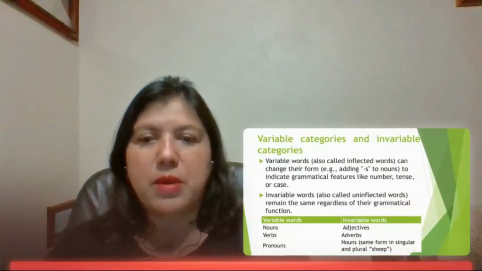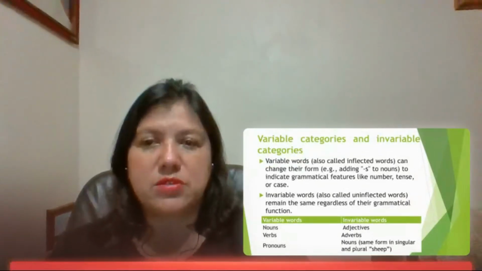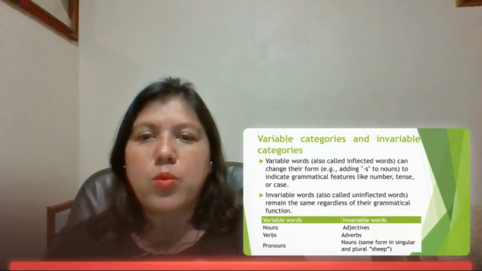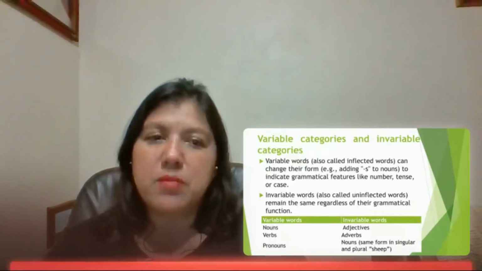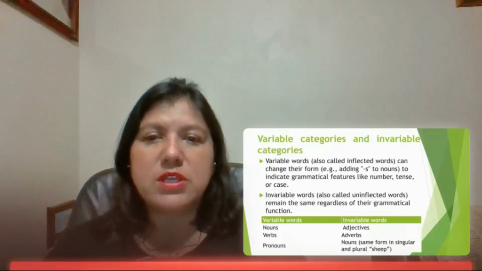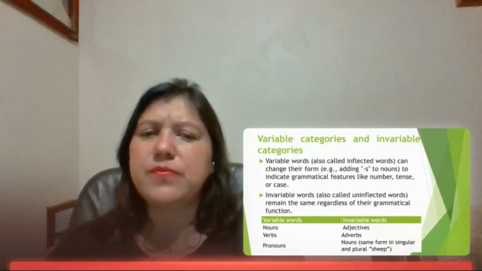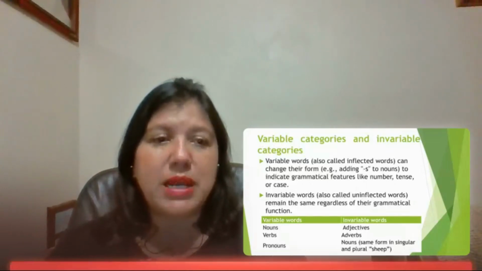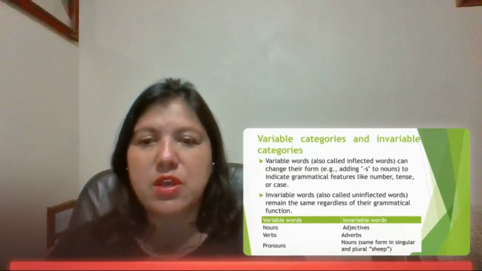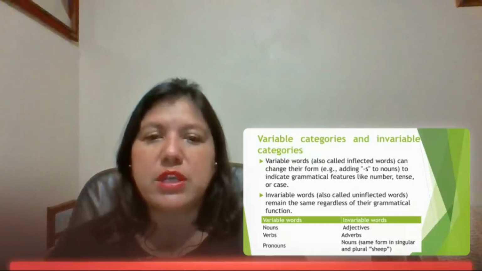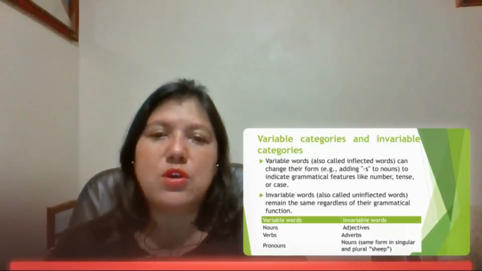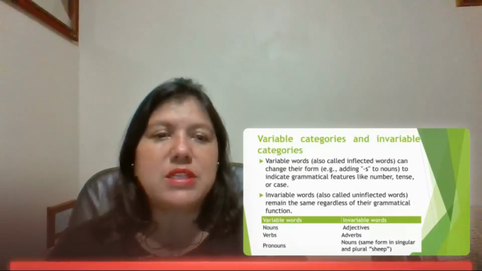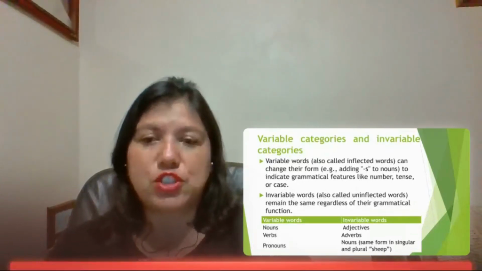The next part is variable and invariable categories. They are words that can also be classified by whether they are variable or invariable. Variable words can take different grammatical markings, also called inflections. They can change their form by adding s to the nouns to indicate grammatical features like number, tense, or case. Invariable words, also called uninflective words, remain the same regardless of their grammatical function.